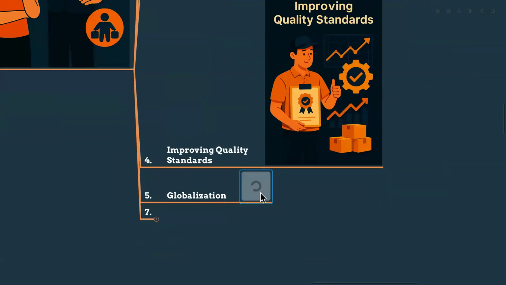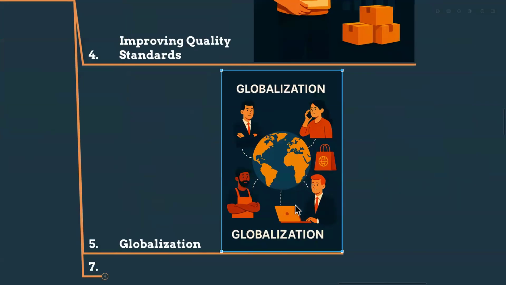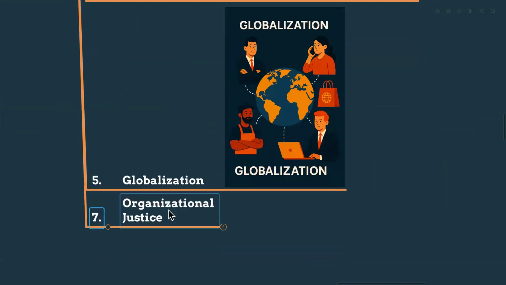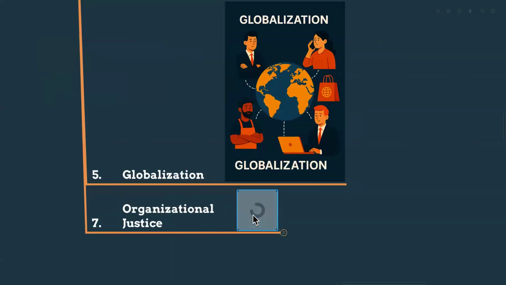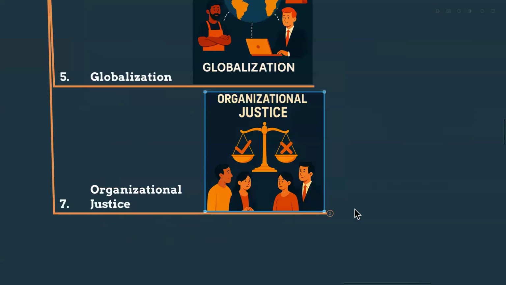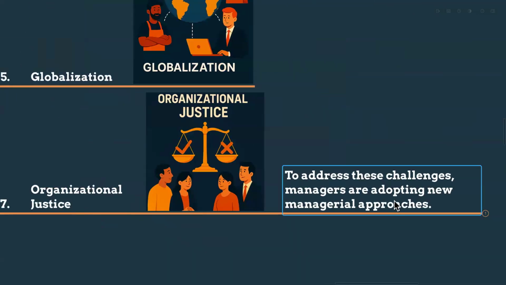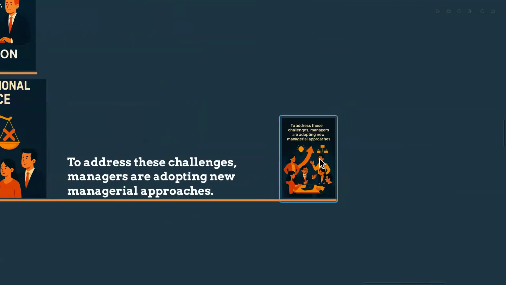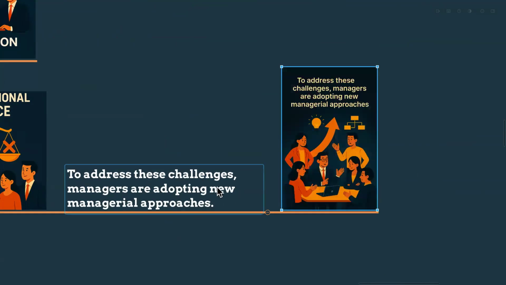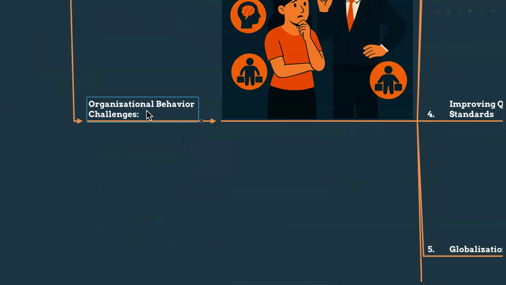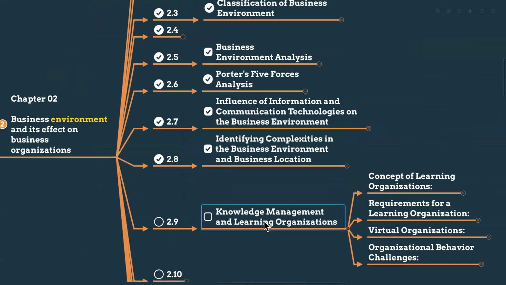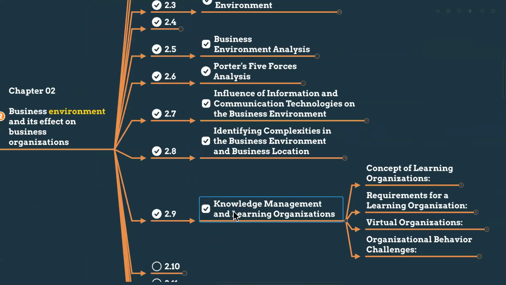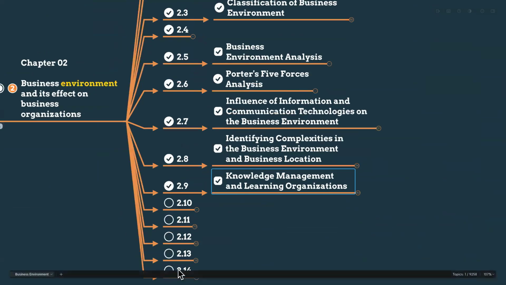At the same time, there is a challenge from globalization. We have to compete with international companies and international brands. We have to understand the global market. At the same time, organizational justice. Now, people are expecting fair treatment for employees. There shouldn't be any discrimination. So, to address these challenges, managers are adopting new managerial approaches, right? So, these are the organizational behavior challenges in knowledge management and learning organizations, even in virtual organization situations, right?